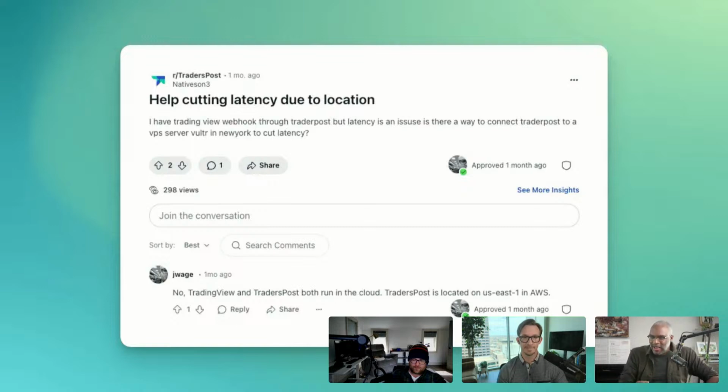No. TradingView and TradersPost both run in the cloud. TradersPost is located on a US East 1 AWS server.